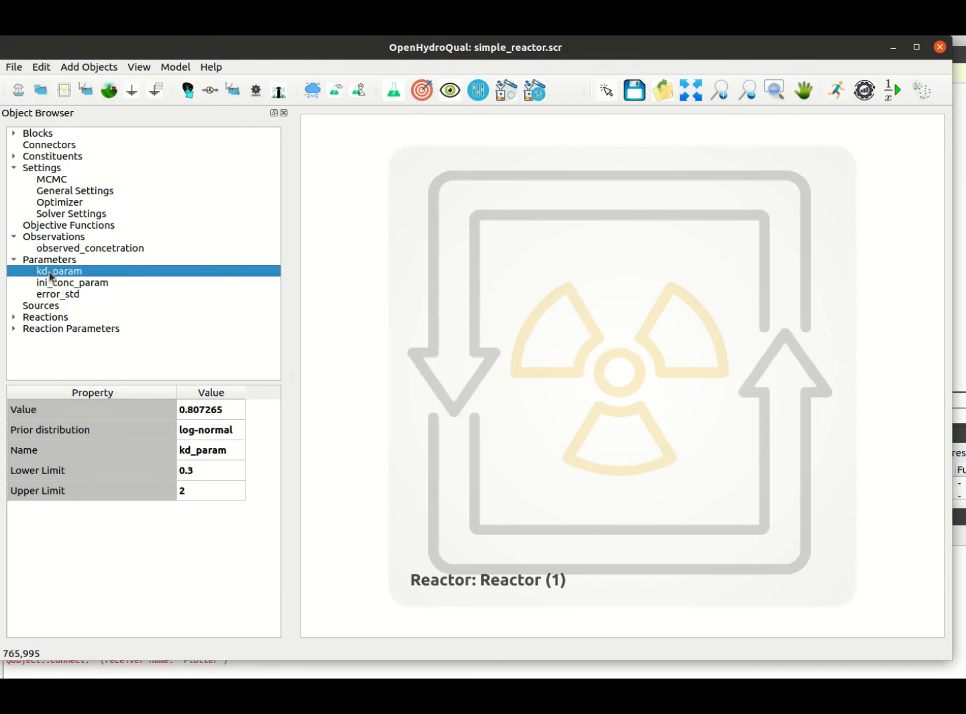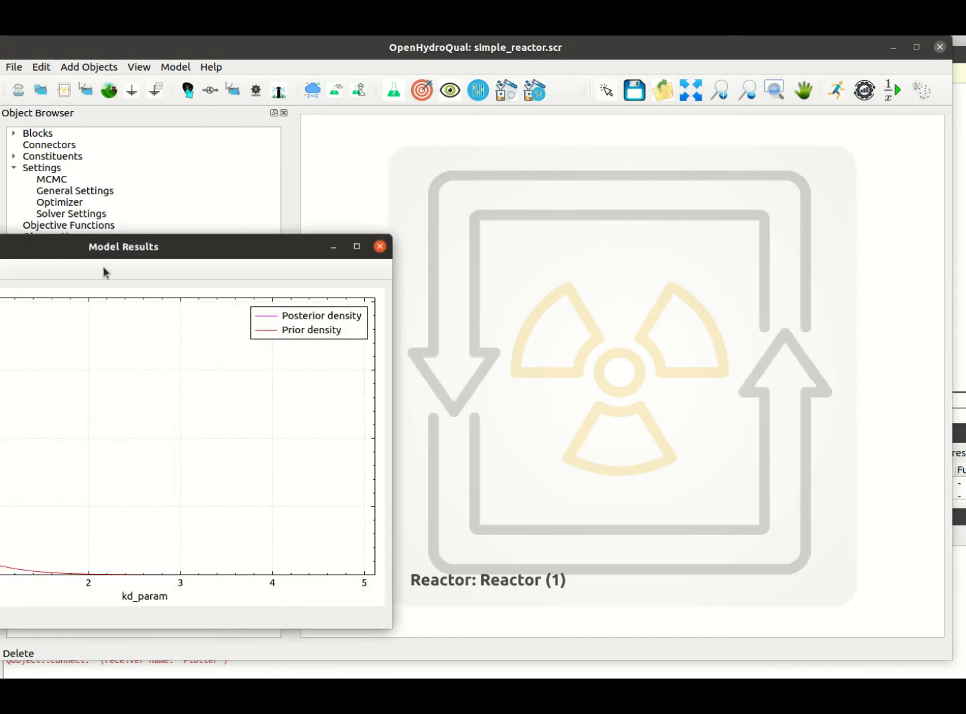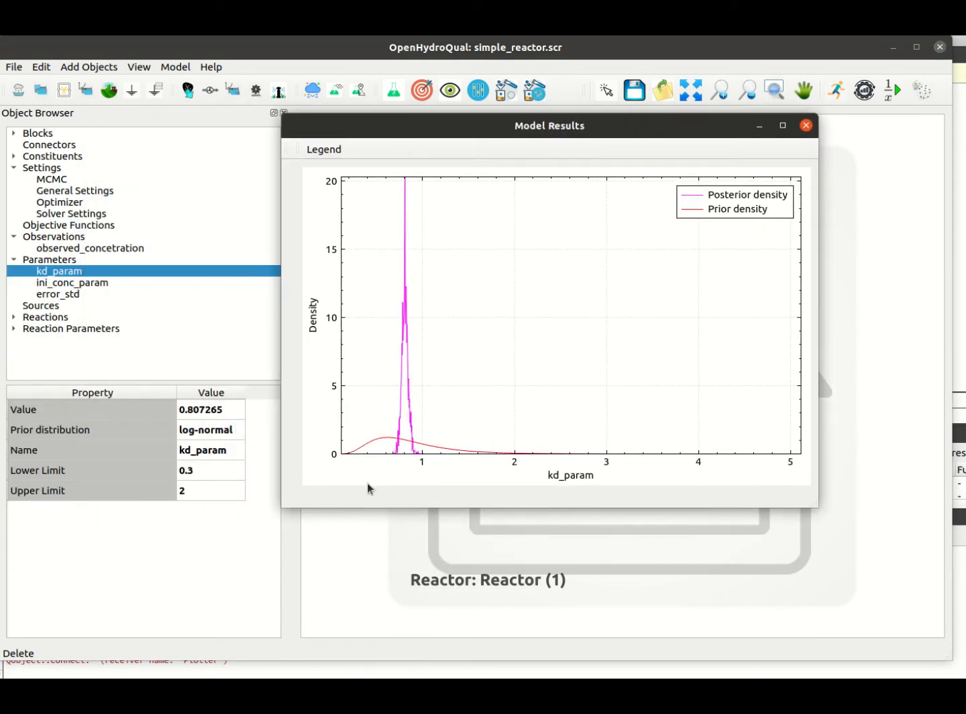If I right click on each of the parameters, for example, on the KD parameter, I can go to posterior results and look at the distribution. So this is the distribution. The red curve is the prior density. We have the prior density, which is wide, and the posterior density is the sharp one. So this is the probability distribution of decay rate after our MCMC simulation.